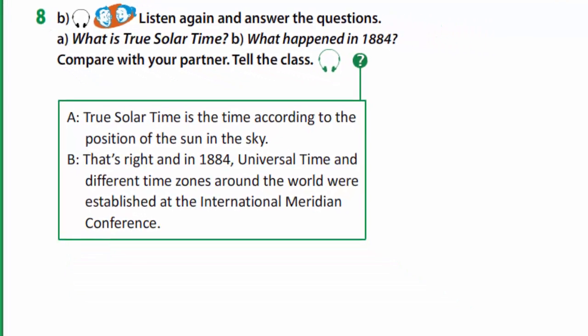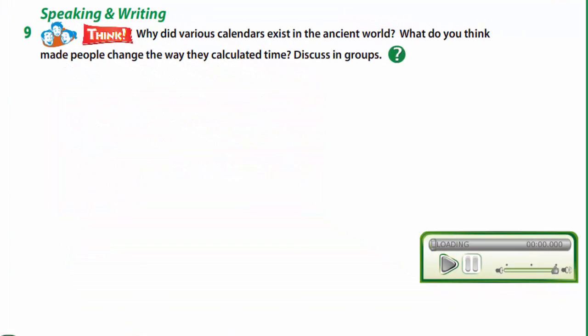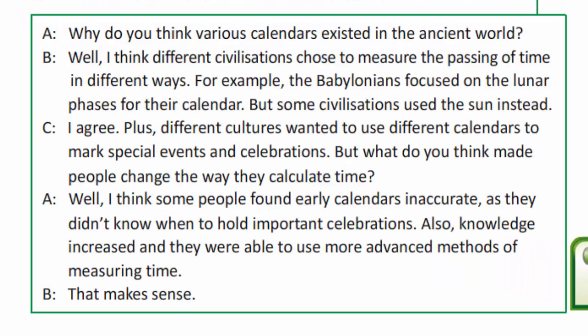In exercise 9, why did various calendars exist in the ancient world? What do you think made people change the way they calculated time? Listen to the discussion. Why do you think various calendars existed in the ancient world?